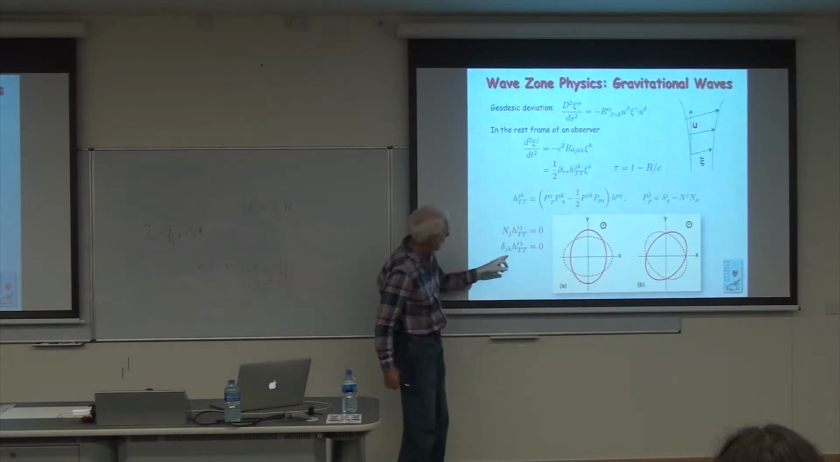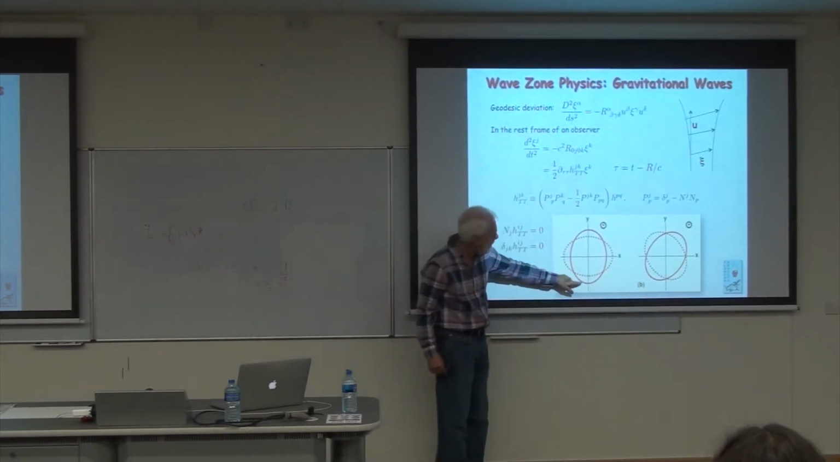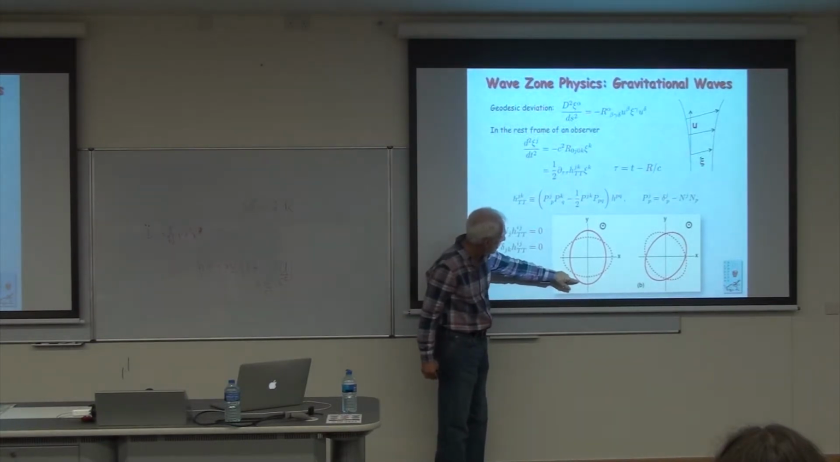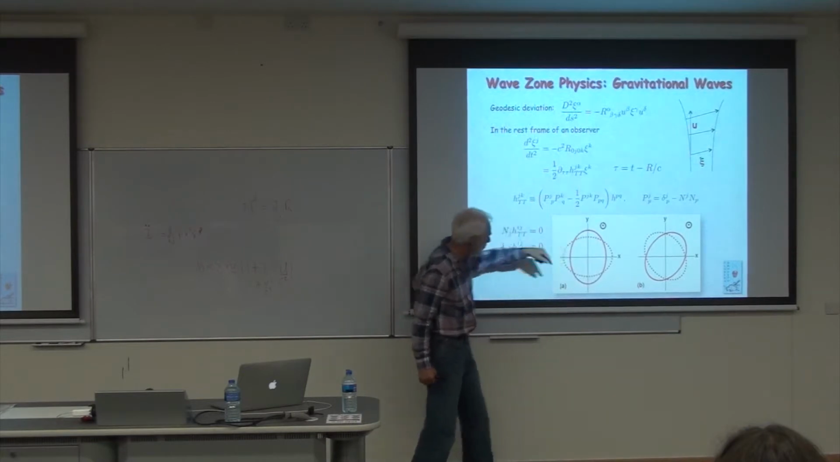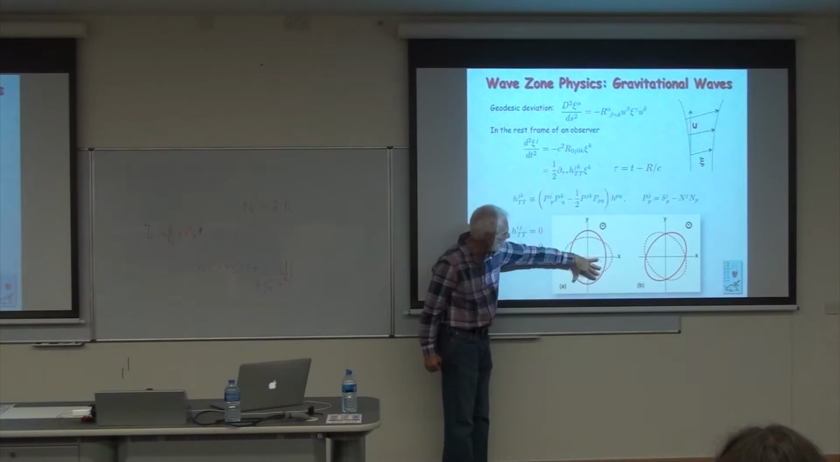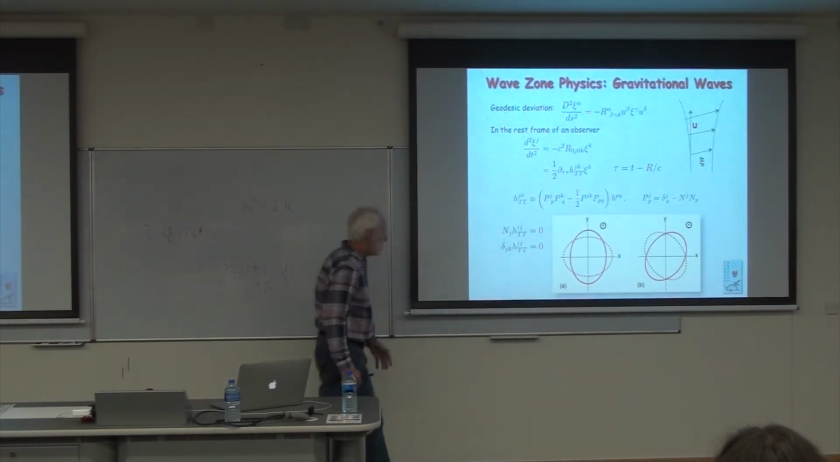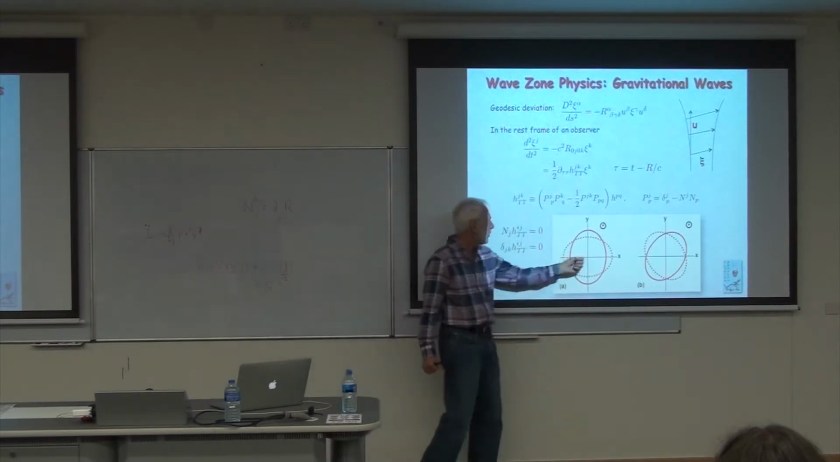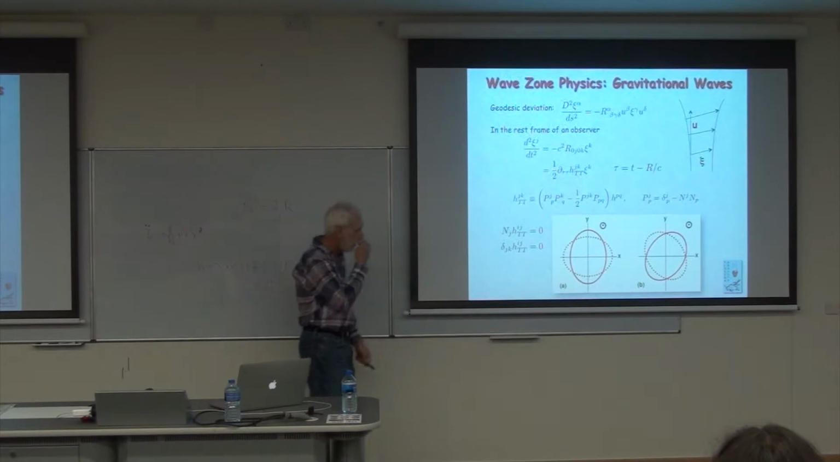And in such a way that this tracelessness tells you that the area of the circle starts off as a circle and is transformed to an ellipse. It tells you that the area does not change, so the total area within the ellipse is the same as the circle. And the motion is always orthogonal, so there's no deviation or motion of these particles in the direction of propagation of the signal.